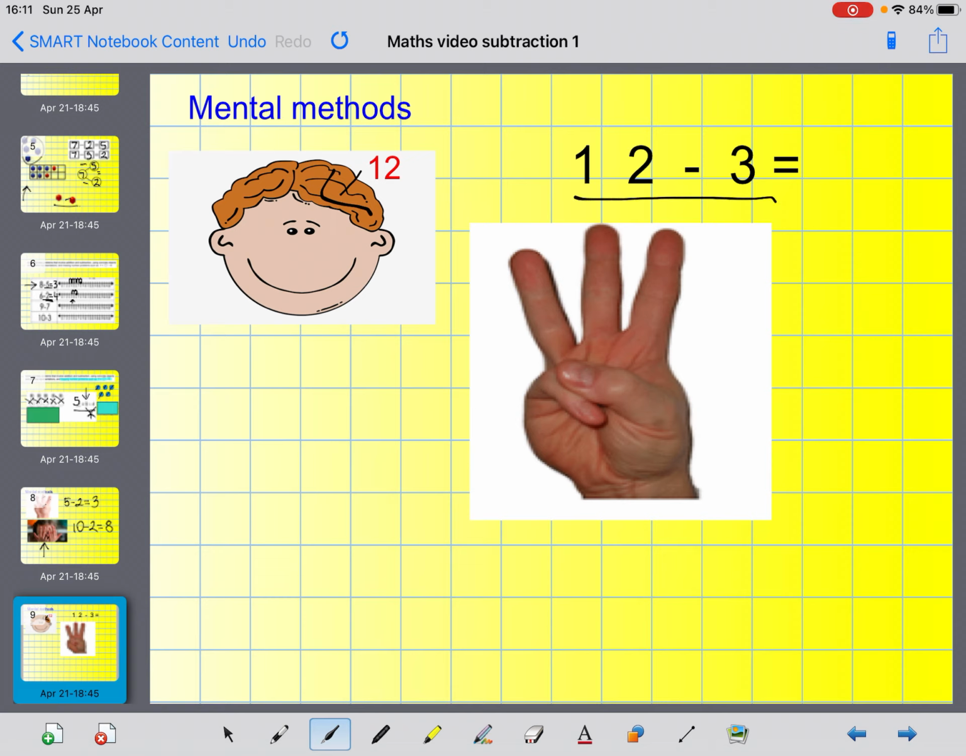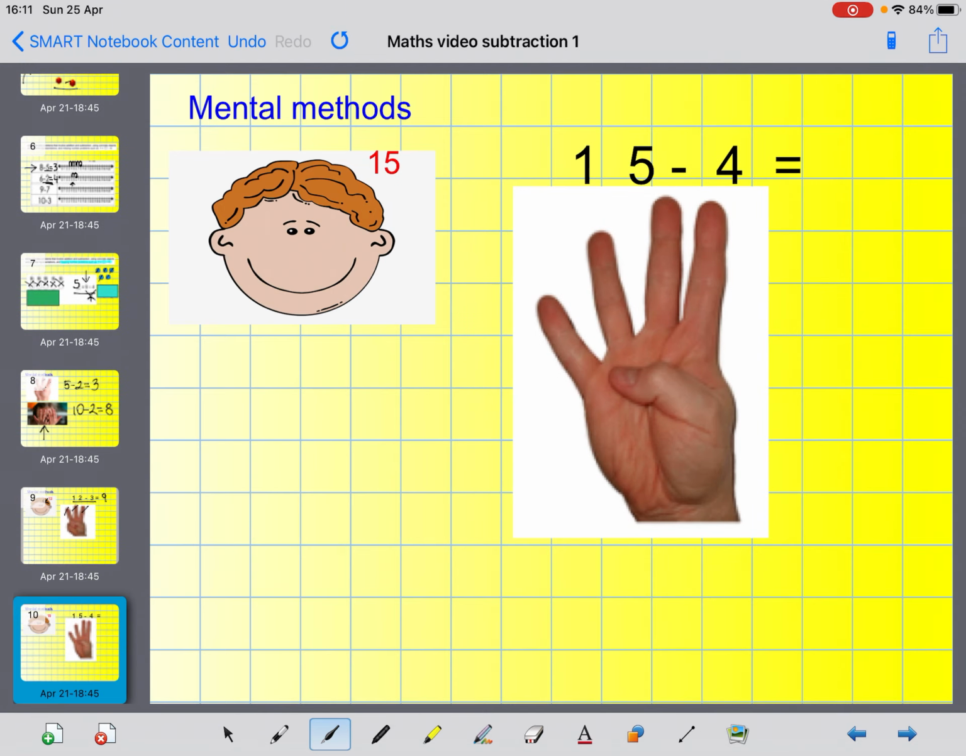So 12 subtract 3, and I'm using my fingers to subtract 3 away. So 12, 11, 10, 9. So my answer is 9. Let's look at the next example.